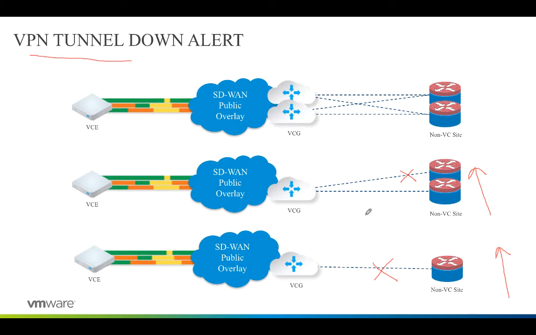If both go down, that's the time when we are going to trigger the VPN tunnel down alert. Now let's go to the last scenario where you have multiple gateways, gateway 1 and gateway 2, like the primary gateway and the secondary gateway. They have established 2 tunnels from them to that non-VeloCloud site. Again, in this case, the tunnel count should be equal to 0. Then only the VPN tunnel down alert is going to get generated.